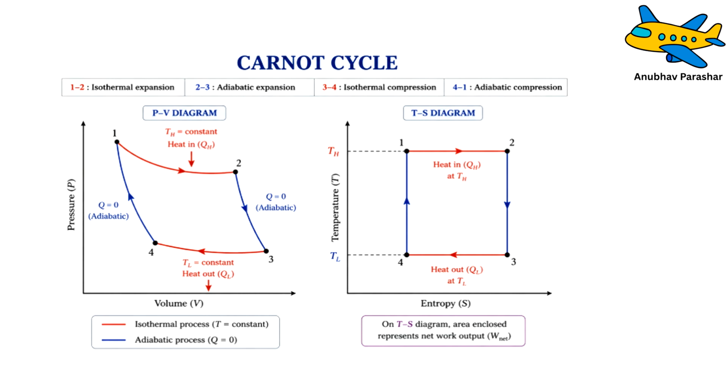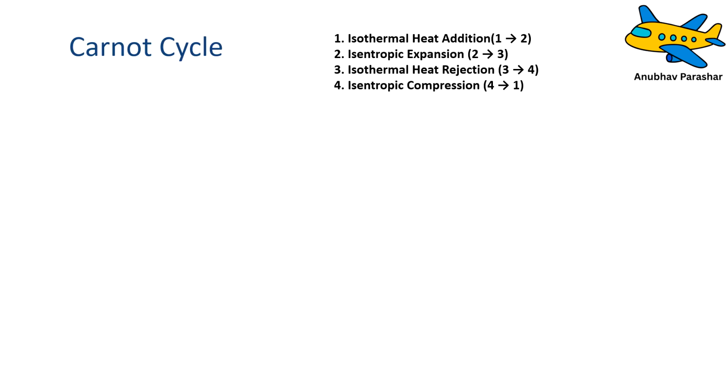Now, the Carnot cycle basically consists of four reversible processes: isothermal expansion, adiabatic expansion, isothermal compression, and adiabatic compression. So this is the PV and TS diagram, but we'll try to recreate it on our own so that we can be very, very confident with at least the TS diagram. So what are the different processes? Let me draw the TS diagram here.